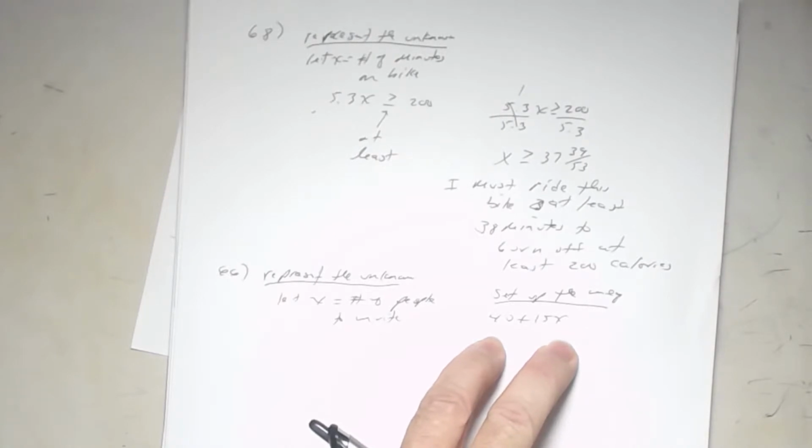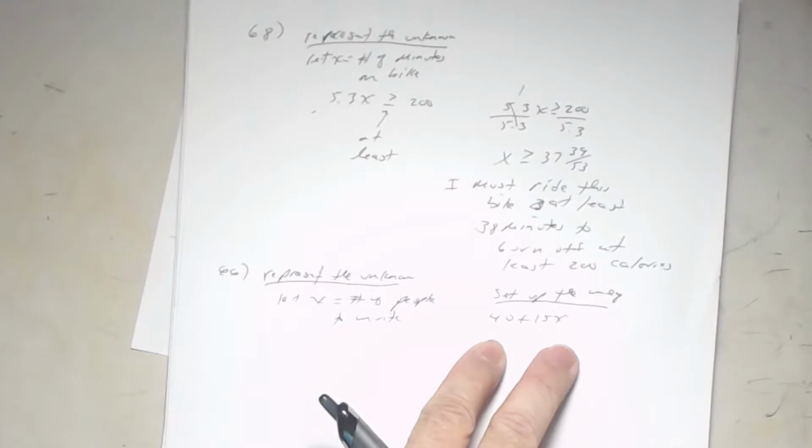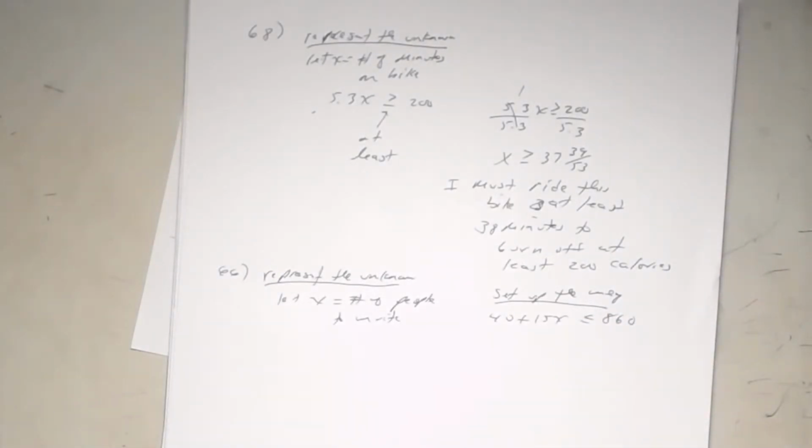You all agree? And the maximum you can spend is how much? 860. So remember, the maximum you can spend is 860, which means you can spend 860 or less. So that means less than or equal to 860. You have to be careful. Sometimes when people think max, they want to say greater than or equal to. But that's the maximum you can spend, so you can spend $860 or less.